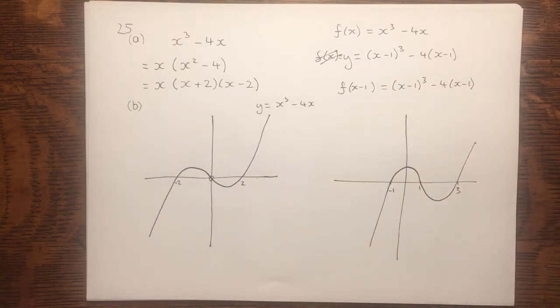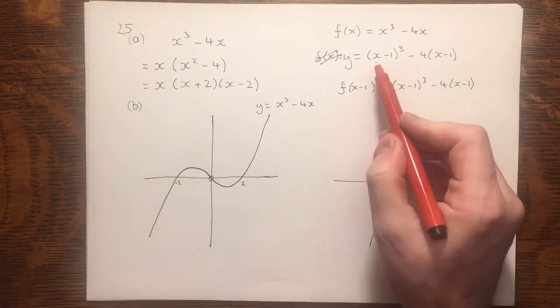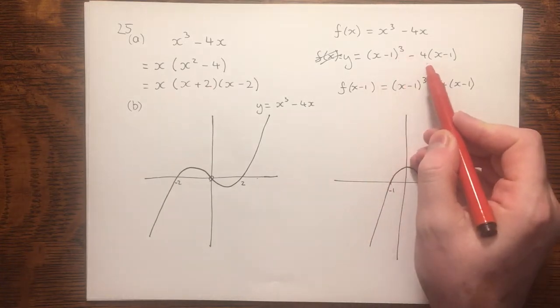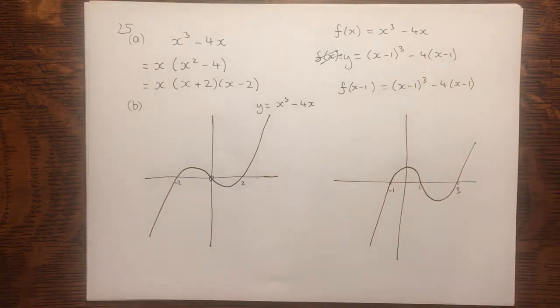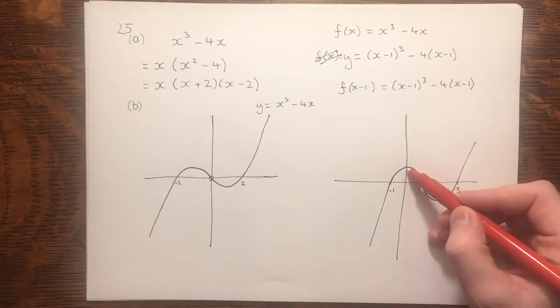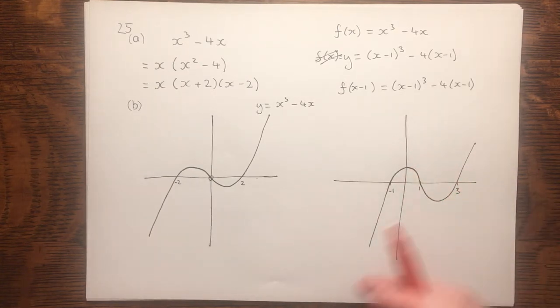In the question it says, on a separate diagram, sketch the curve with the equation y equals (x minus 1) all cubed minus 4(x minus 1), showing the coordinates of the points where they cross the x-axis. They've not asked me for the y-intercept because that's not as readily available, and they're testing a knowledge of transformation of functions.